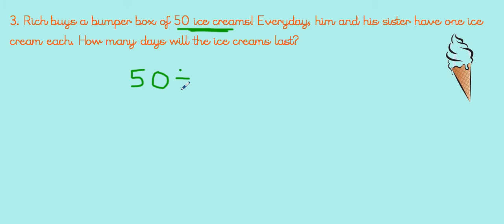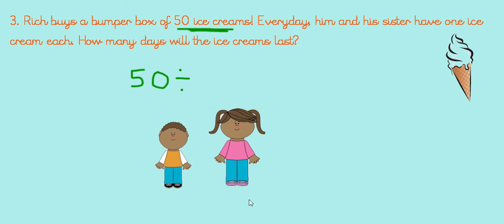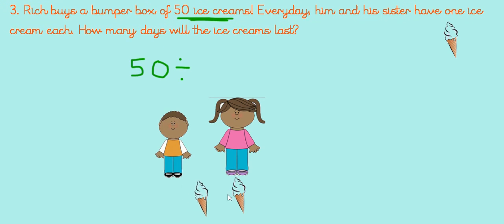Shared between how many people? How many ice creams do they eat each day? Well, we've got Rich and his sister. So there's Rich. And there's his sister. I think we'll call her Polly. So we've got Rich and we've got Polly. And every day they have 1 ice cream each. So that's 1 for Rich and 1 for Polly. So how many ice creams do they take out of the box each day? That's right, they take 2 out, don't they? 1 each. So each day we're going to have 2 ice creams out of the box.